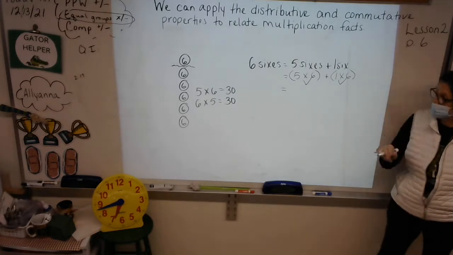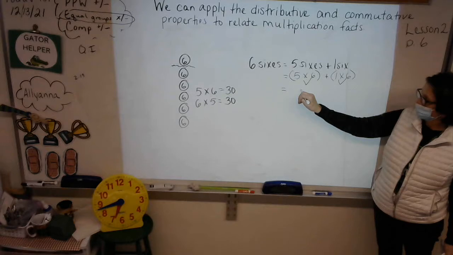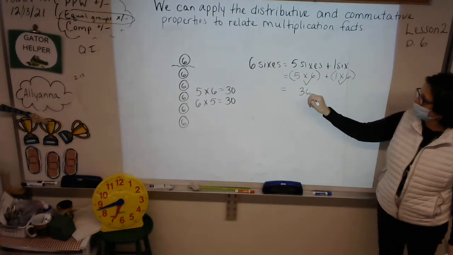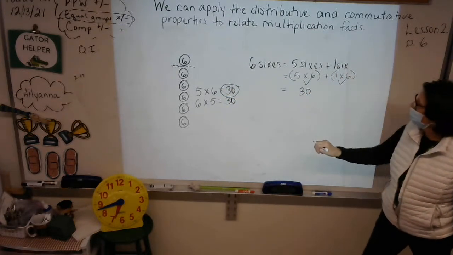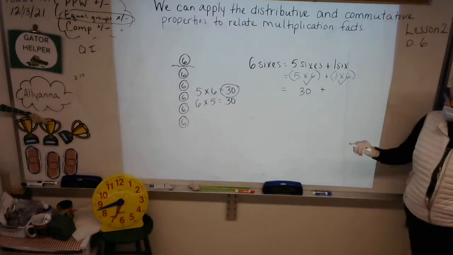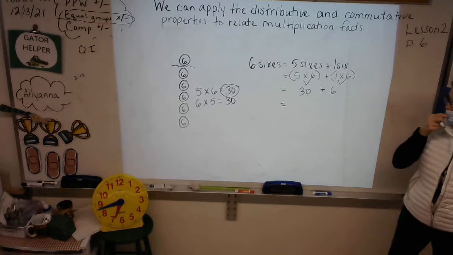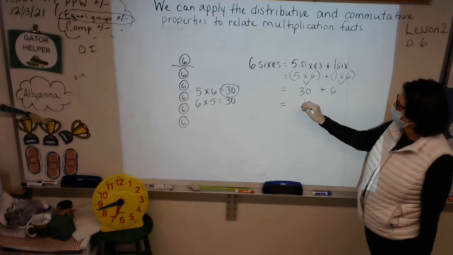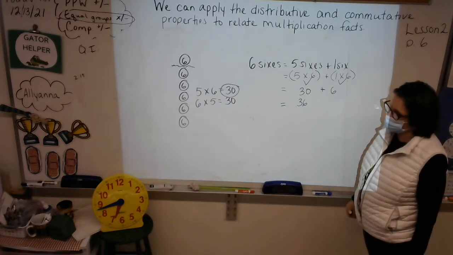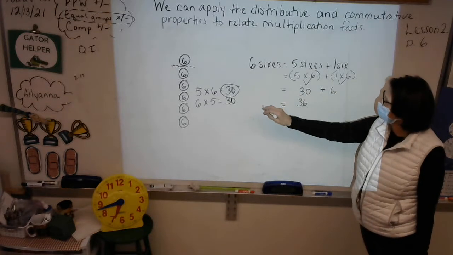5 times 6 is what, Tommy? Yeah, we already got that over here, didn't we? Nice job. And then what is 1 times 6? Is 6. Yeah, there we go. Now that's really easy to add. 30 plus 6, Devon, is 36. Nice job. Excellent.